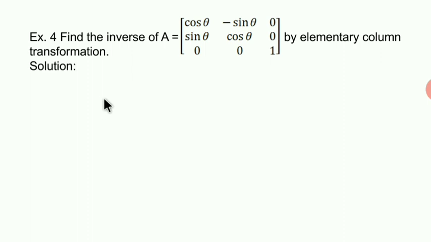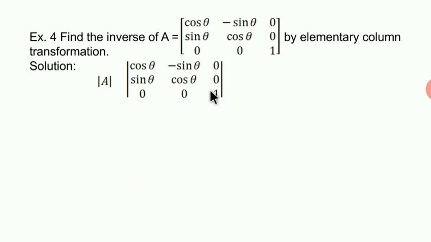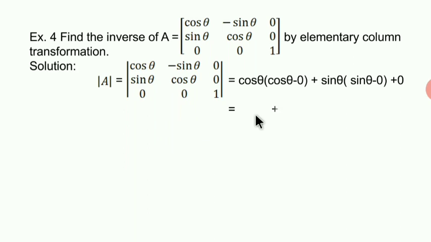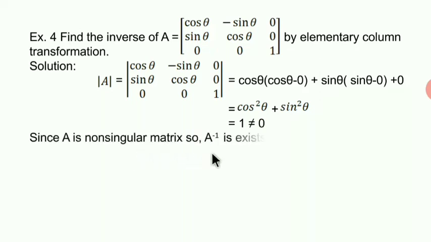So first we find determinant A. Determinant A is equal to the determinant of the given matrix. It is equal to cos theta multiplied by cos theta minus 0, minus minus becomes plus sin theta multiplied by sin theta minus 0, plus 0 into something is 0. So we get cos square theta plus sin square theta, which is equal to 1, which is not equal to 0. So A is a non-singular matrix and hence A inverse exists.